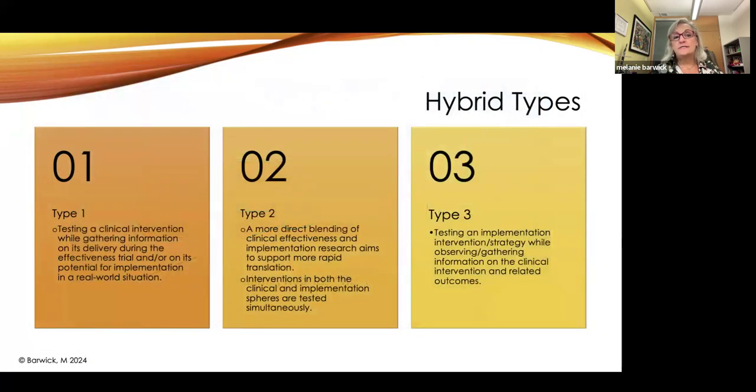The first hybrid type is really where you're focused on testing a clinical intervention that's not well established, and you're gathering information on its delivery during the effectiveness trial. So it's a lot of emphasis on clinical outcomes and a little bit of interest burgeoning about how implementable this is going to be. It's more process focused. You're not necessarily thinking about implementation outcomes. You're just testing the implementation waters.